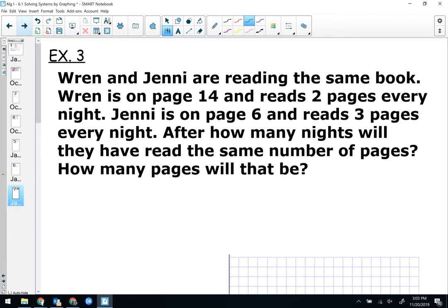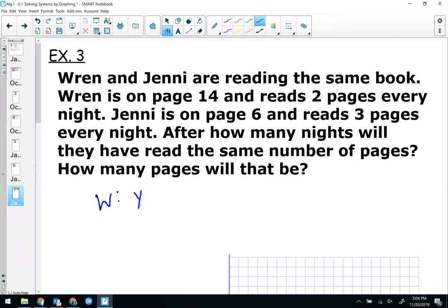All right, we got a word problem here. Ren and Jenny are reading the same book. Ren is on page 14 and he reads 2 pages every night. Jenny is on page 6, but reads 3 pages each night. After how many nights will they have read the same number of pages? And how many pages will that be? Okay, let's make an equation for each one.